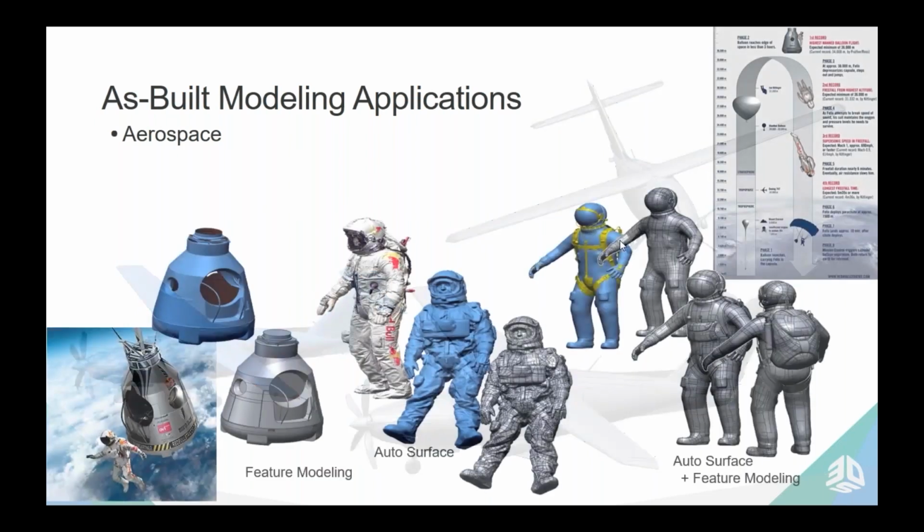Skip over to my next slide here. This is a great application for another kind of FEA or simulation application. We worked on a project with, I think, Stratus Aerospace, the Red Bull project where Felix Baumgartner jumped out of the capsule. We had to make sure that the suit he wore would fit inside of the capsule, and they also scanned Felix in the suit so that they could get some aerodynamic data to do some virtual wind tunnel testing as well.